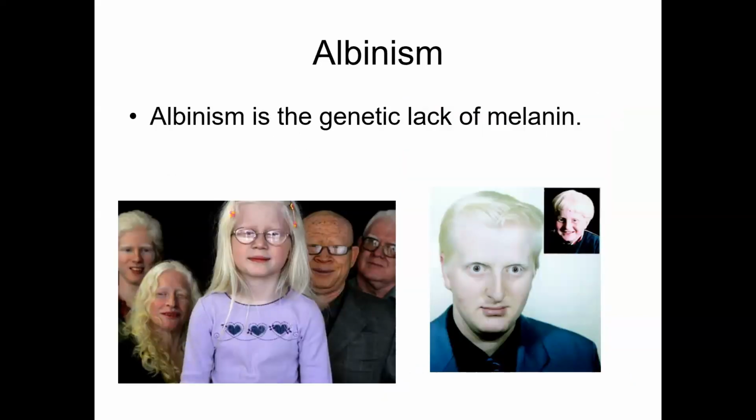Albinism is the complete lack of melanin based on genetics. And you can still see the red patches in the face because there are still blood vessels and you can still see the hemoglobin, but there's no melanin. This leaves them susceptible to damage from ultraviolet light.